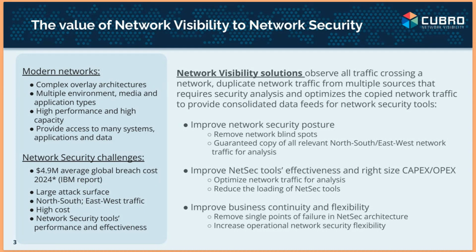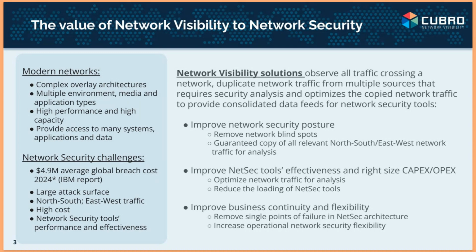Optimization typically includes things like filtering out traffic that does not need to be analyzed, aggregating a high number of inputs to a much smaller number of outputs, and delivering the optimized data feeds to those network security tools, and then other capabilities, things like deduplication and so on, which Lucas will cover shortly. Because of those capabilities, network visibility guarantees a copy of all of the relevant traffic that needs to be analyzed and removes network blind spots to in turn improve network security posture.